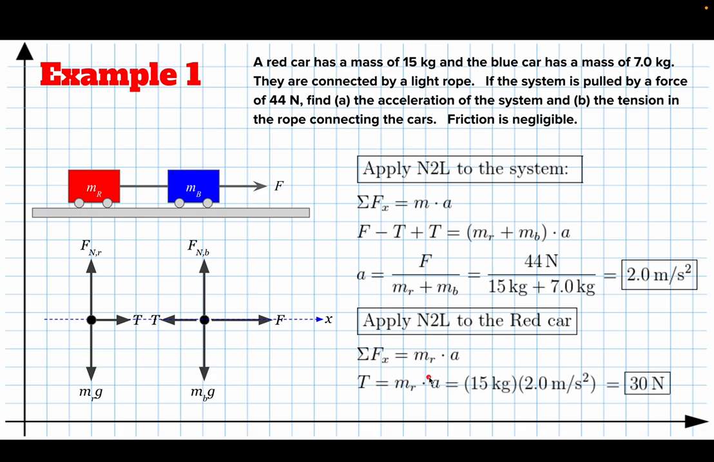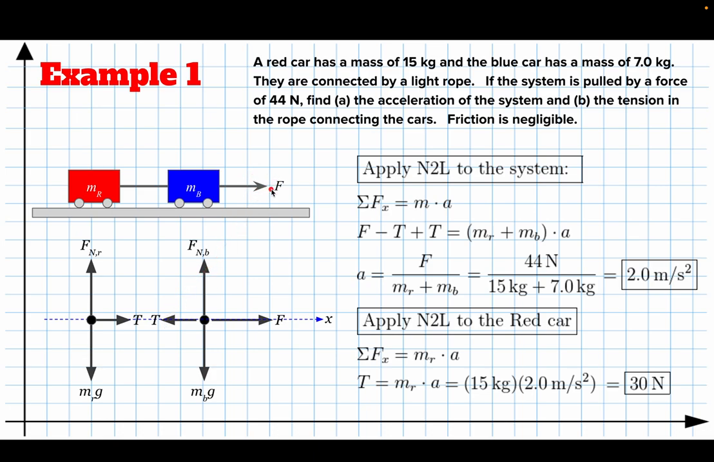You could have also found the exact same answer by applying Newton's second law to the blue car. You would have had F minus T equals the mass of the blue car times A, and when you solve that for T, you would also get 30 newtons. So here's the conceptual thing to realize.